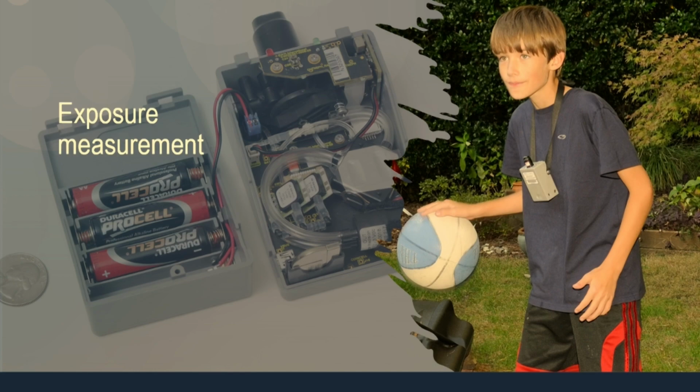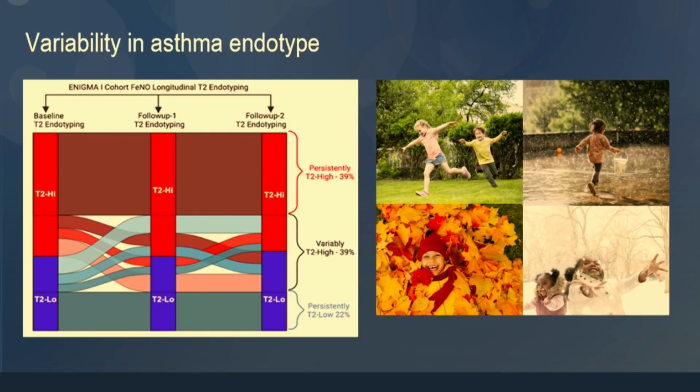Concurrently with the exposure component, Children's Hospital Colorado clinically diagnosed the asthma endotype of each child. What they found was the children fell into 3 distinct groups. On the top, they fell into the persistently T2 high asthma endotype. At the bottom, you had 22% with the persistently T2 low asthma endotype. But in the middle, 39% of the kids flip-flop back and forth between T2 high and low asthma endotypes.